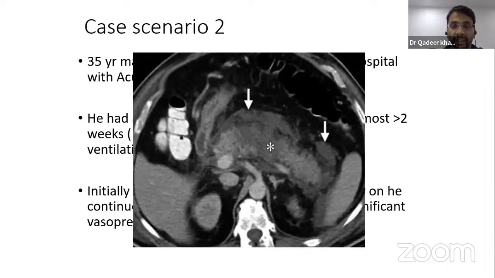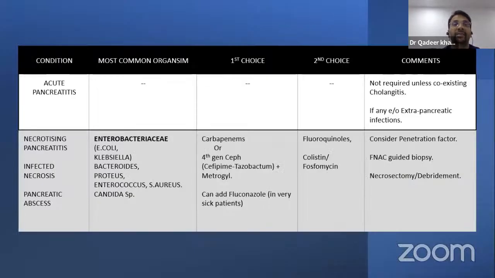This was a CT done. CT showed, as per the grading, a necrotic, inflamed pancreas. So how do we decide antibiotics in cases of acute pancreatitis? We have several scoring systems to know the severity of pancreatitis. In the first 3 to 4 days of presentation, unless the patient has coexisting cholangitis, we usually don't treat with any antibiotics in acute pancreatitis.